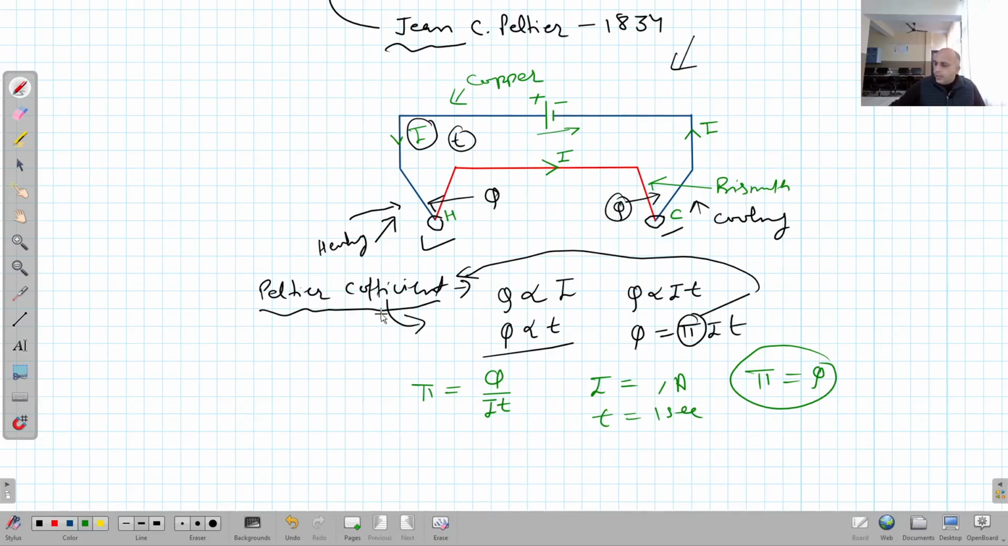I can write down the units of Peltier coefficient from here. It will be joule per ampere per second. So you can write in this way what the units are. So this is about the Peltier coefficient.